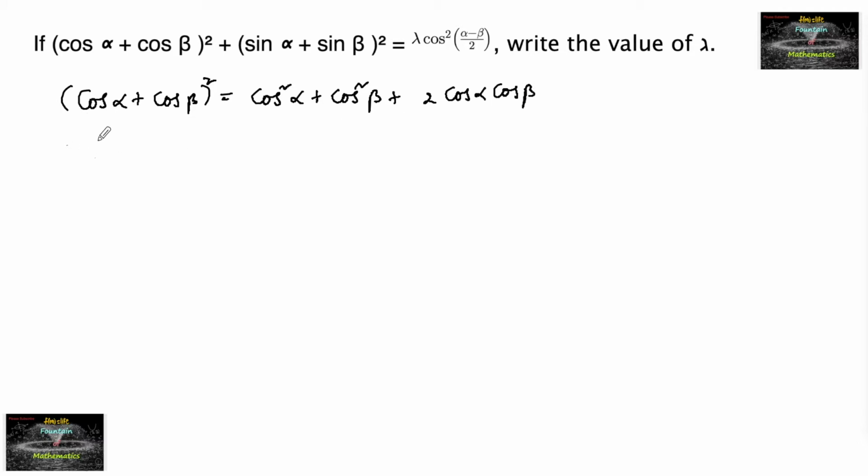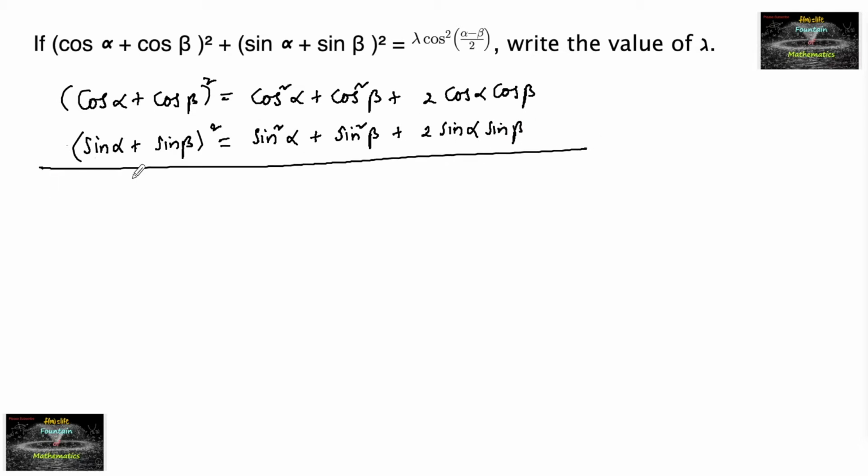If (cos alpha plus cos beta) whole square plus (sin alpha plus sin beta) whole square is equal to lambda times cos square of (alpha minus beta) upon 2, then write the value of lambda. So (cos alpha plus cos beta) whole square equals cos square alpha plus cos square beta plus 2 cos alpha cos beta, and (sin alpha plus sin beta) whole square is equal to sin square alpha plus sin square beta plus 2 sin alpha sin beta.